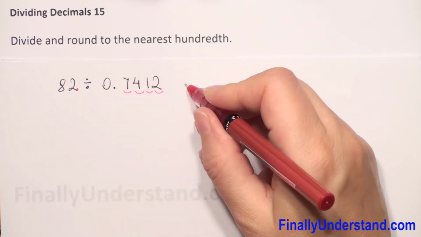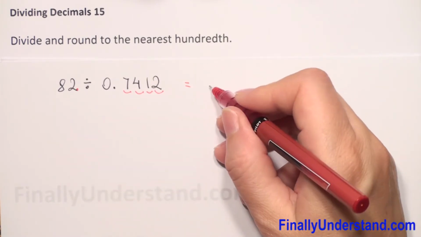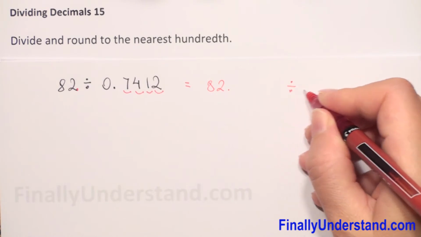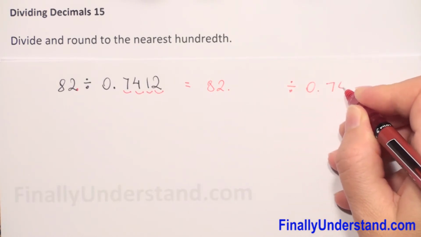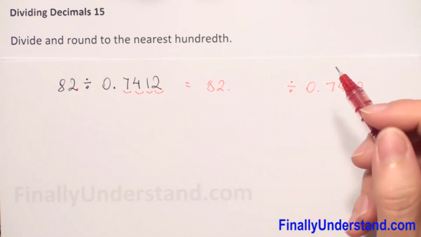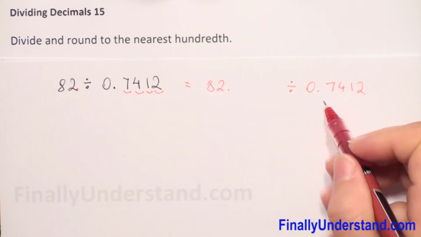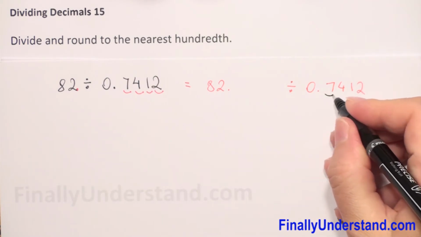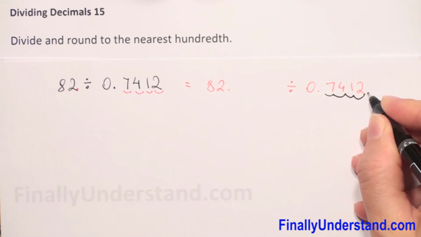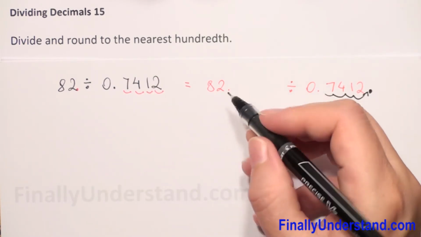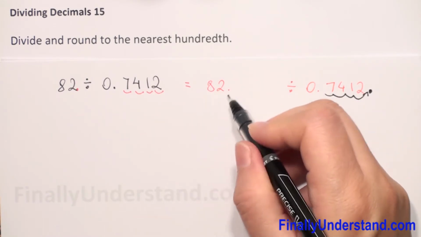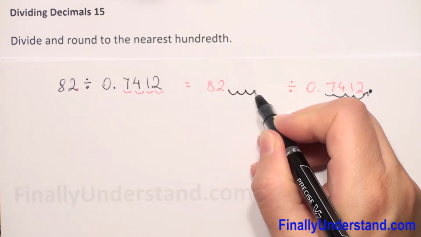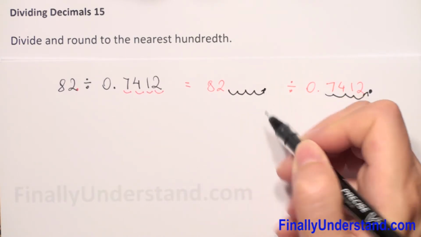So let me rewrite our example. We need extra space after 82. This is the decimal point, and we divide by 0.7412. Like I said, we have to move the decimal point 4 times to the right. 1, 2, 3, 4. So at the end we have the decimal point now. The same we have to do with our dividend. So we move the decimal point 4 times. 1, 2, 3, 4. We have the decimal point at the end.